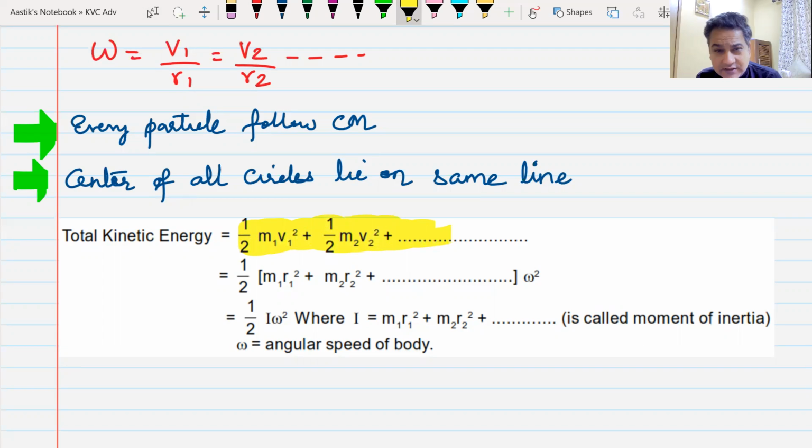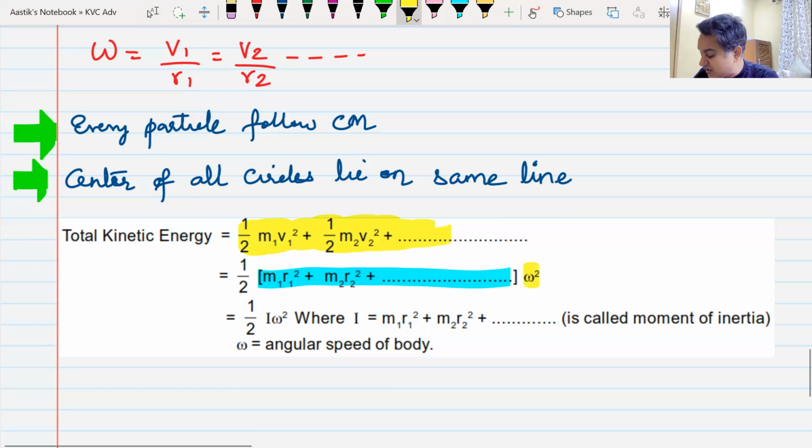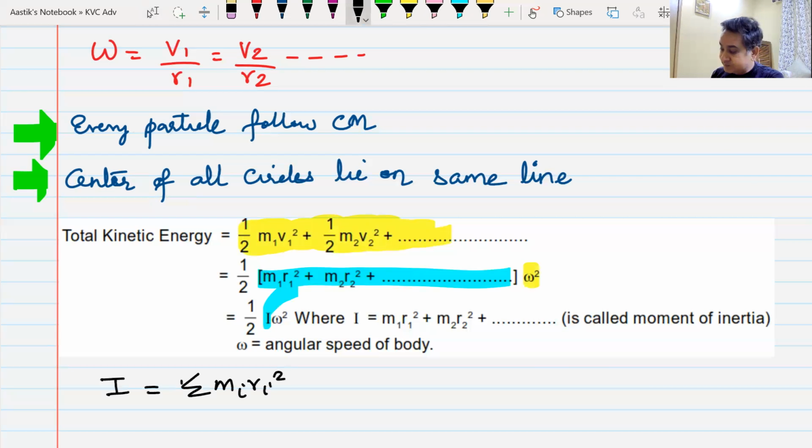Now, v1 can be written as omega into r1, v2 can be written as omega into r2, and so on. So I can keep everything constant and multiply it by the angular velocity omega square. Yes or no? Yes, sir. Now this entire blue thing can be written as I, the summation of m1 r1 square. This new term, I, is the summation of mi ri square. Do we understand this? Yes, sir.